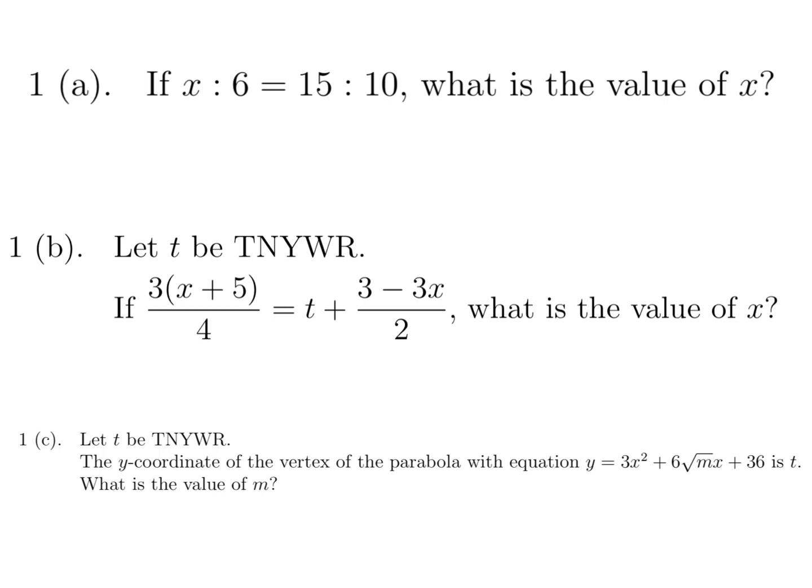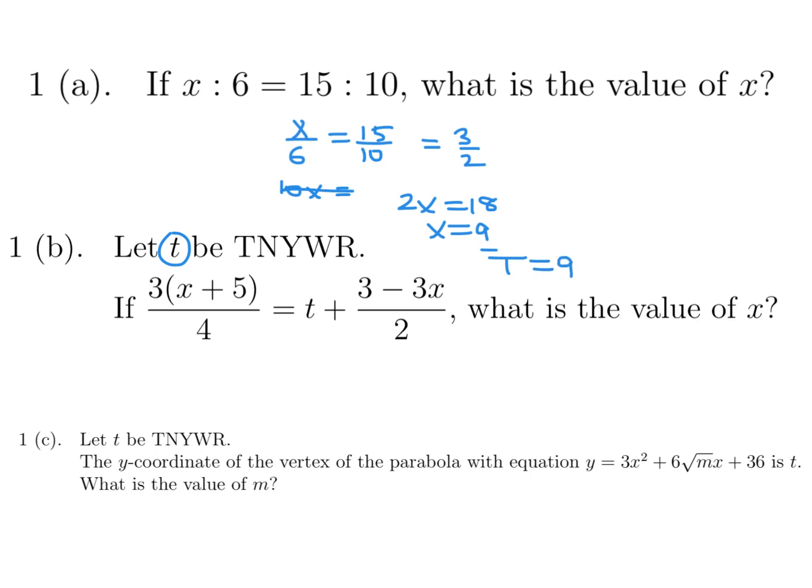If x to 6 is the same as 15 to 10, the ratio, what is the value of x? x over 6 is the same as 15 over 10, so cross multiply. Actually, let me just reduce it to 3 over 2. It makes the cross multiplication easier. 2x is 18, and then x is 9. So just give yourself a little bit easier calculation. So the t here would be 9, since that's the previous answer.